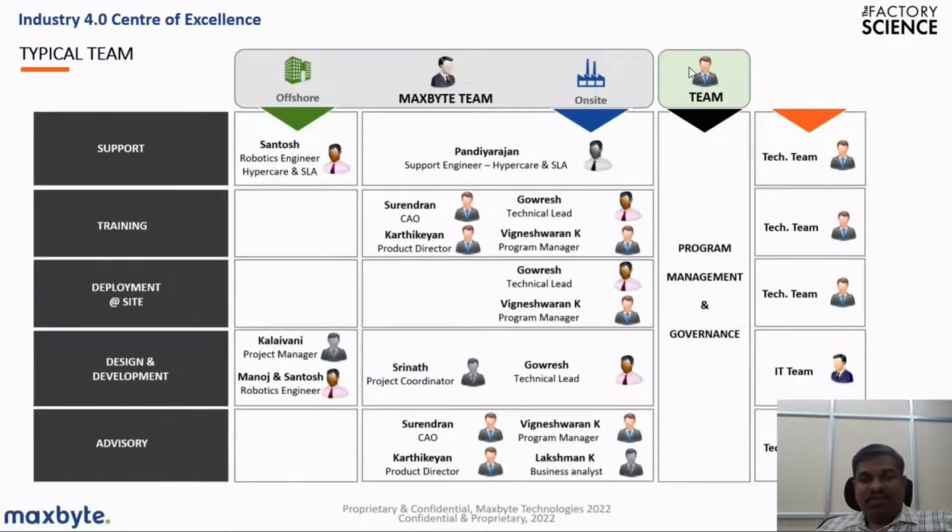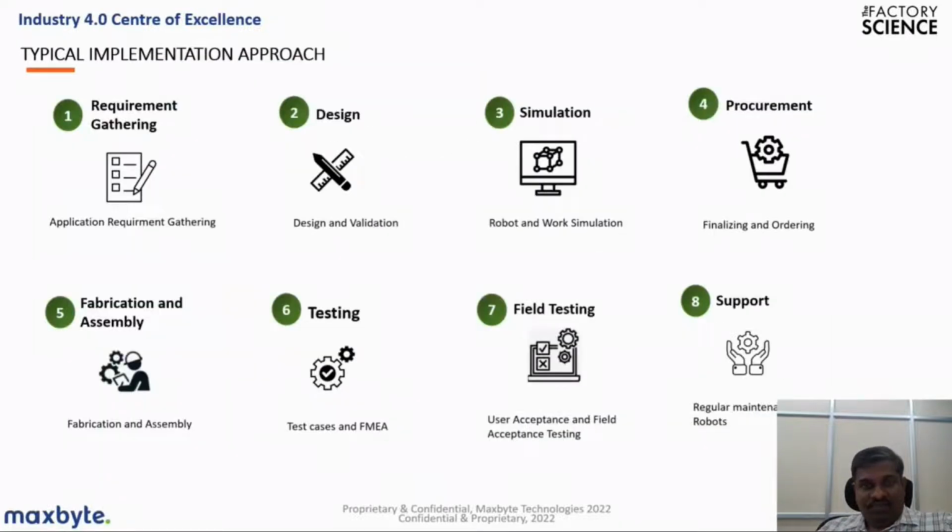And this will be the team that will be deployed. This will be a typical implementation approach. The first stage will be application requirement gathering. Usually this will be the specification. The result will be what are the robots we need to employ. Those specifications need to be derived in this phase.